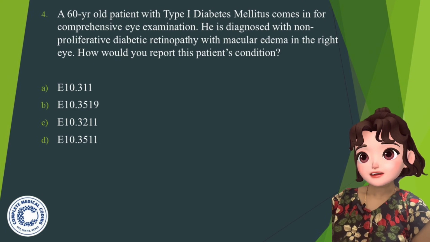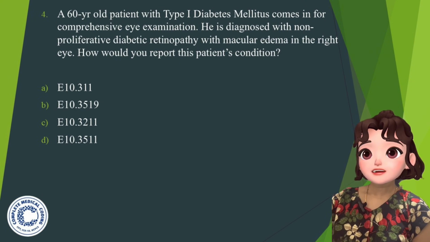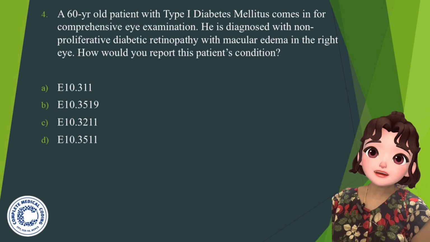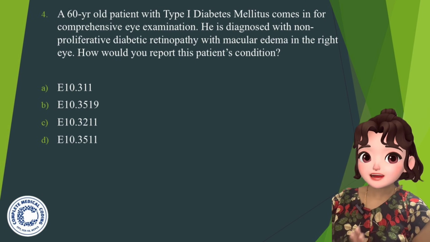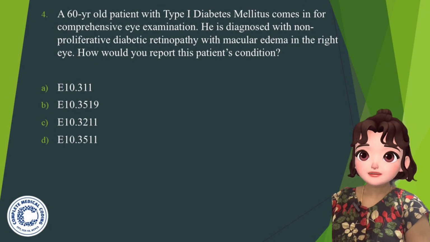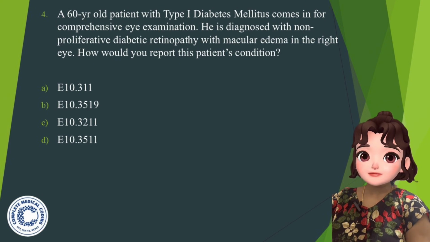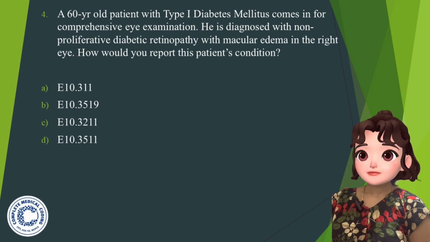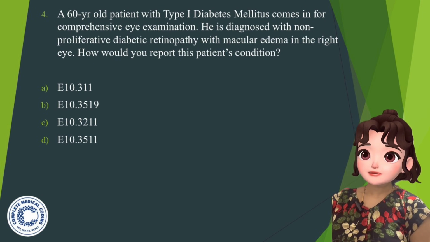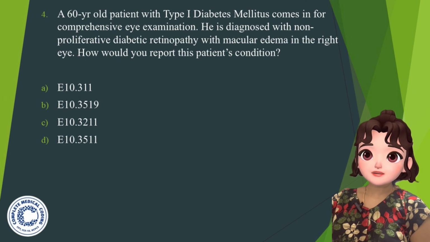E10.3211 represents type 1 diabetes with mild non-proliferative diabetic retinopathy with macular edema, right eye. Yes, this is exactly the description we need. Still, let's check the last option also, E10.3511. What is E10.3511? Again, type 1 diabetes with a proliferative diabetic retinopathy. No, this is non-proliferative. So that's also wrong.